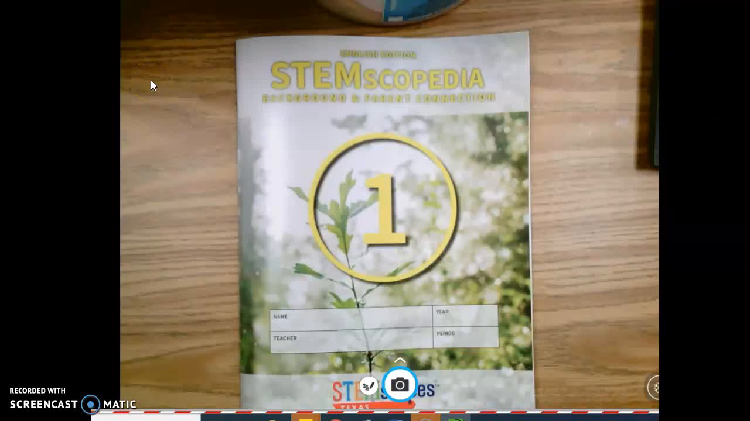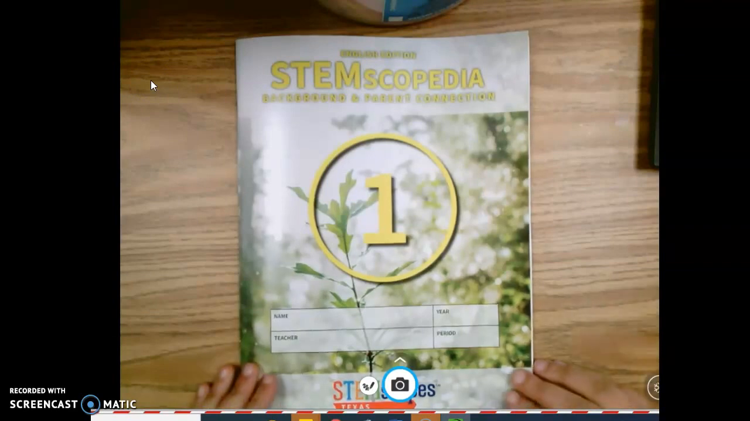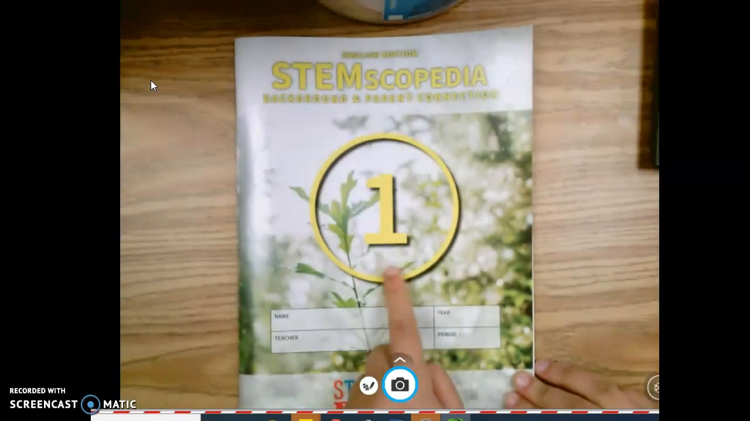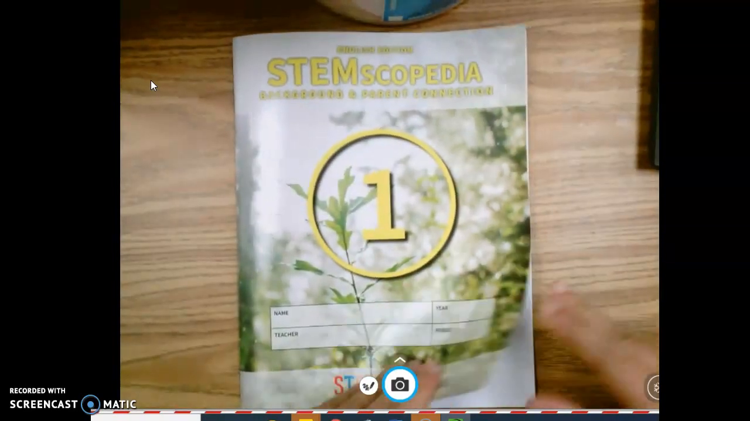Okay, good morning scientists. I'm going to record this video for you so you know which workbook we're using. So we're in the yellow one. It says background and parent connection. It's the yellow one. Make sure you grab the correct book.